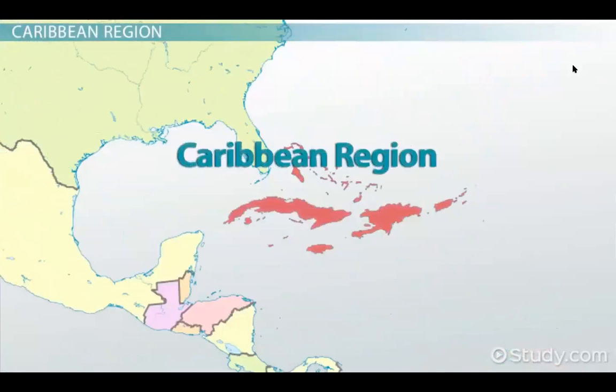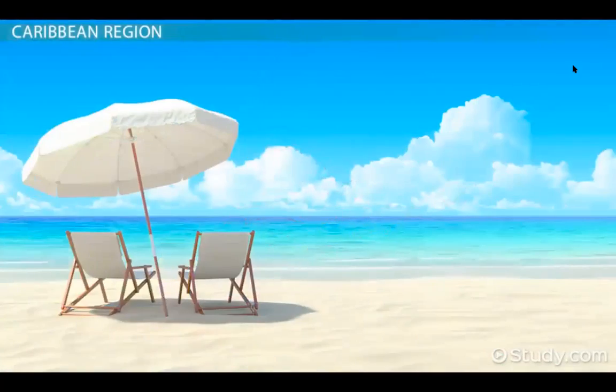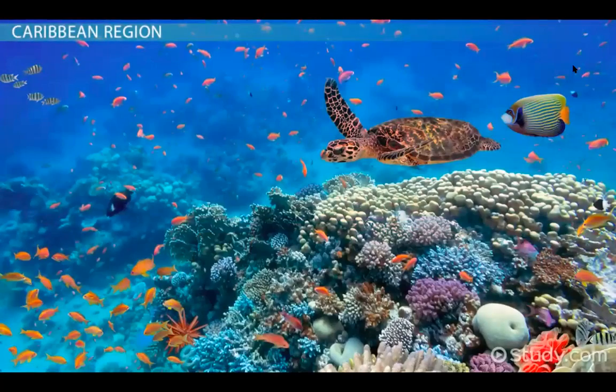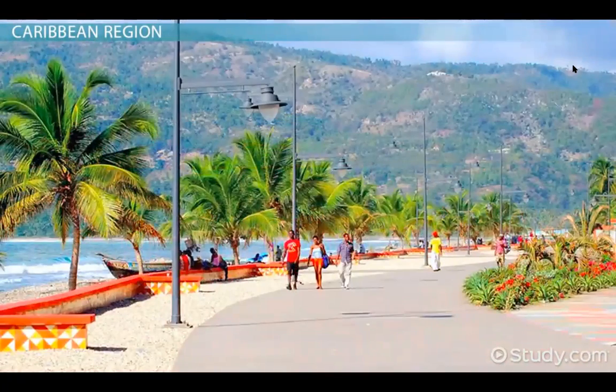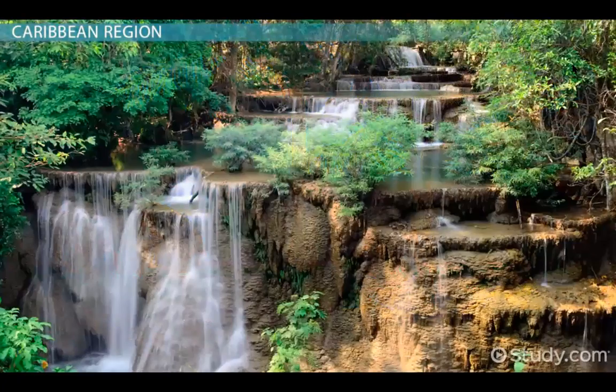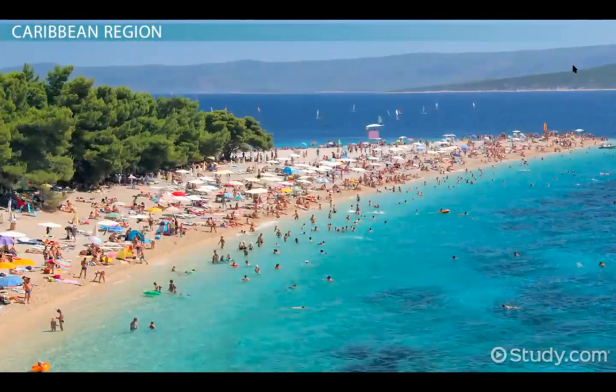Last, we come to the Caribbean region. Famous for its amazing vacation spots, the region is made up of the islands of the Caribbean Sea. It's located southeast of the Gulf of Mexico and east of Central America. Dotted with tropical getaways and stunning coral reefs, many of the people of this region make their living in the tourism industry. They smartly use their natural resources like beaches, beautiful vegetation, and almost year-round sunshine to attract vacationers of all sorts.